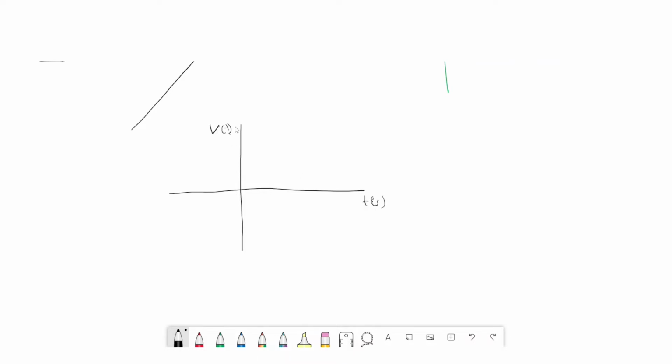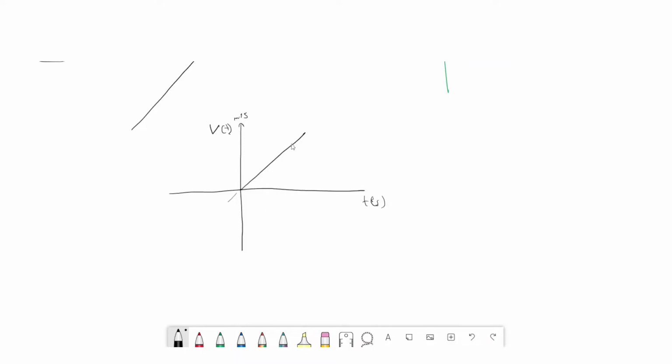The time is in seconds. This is in meters per second. All right, so let me just say that I have a velocity. It's a straight line already. All right, so again here, I can actually find 2 points, right?